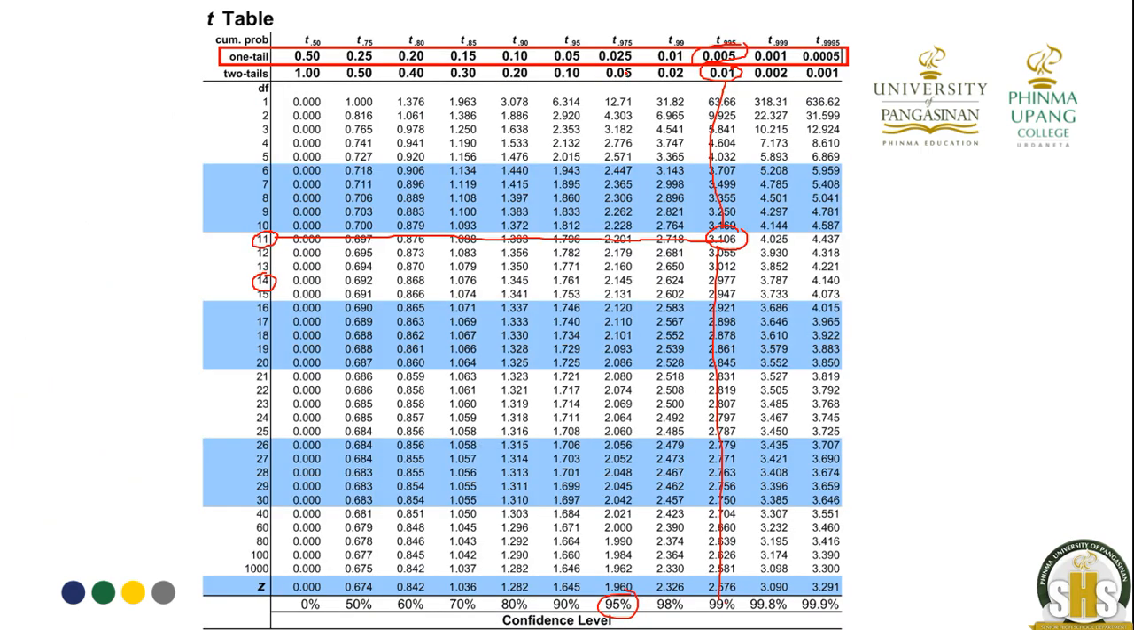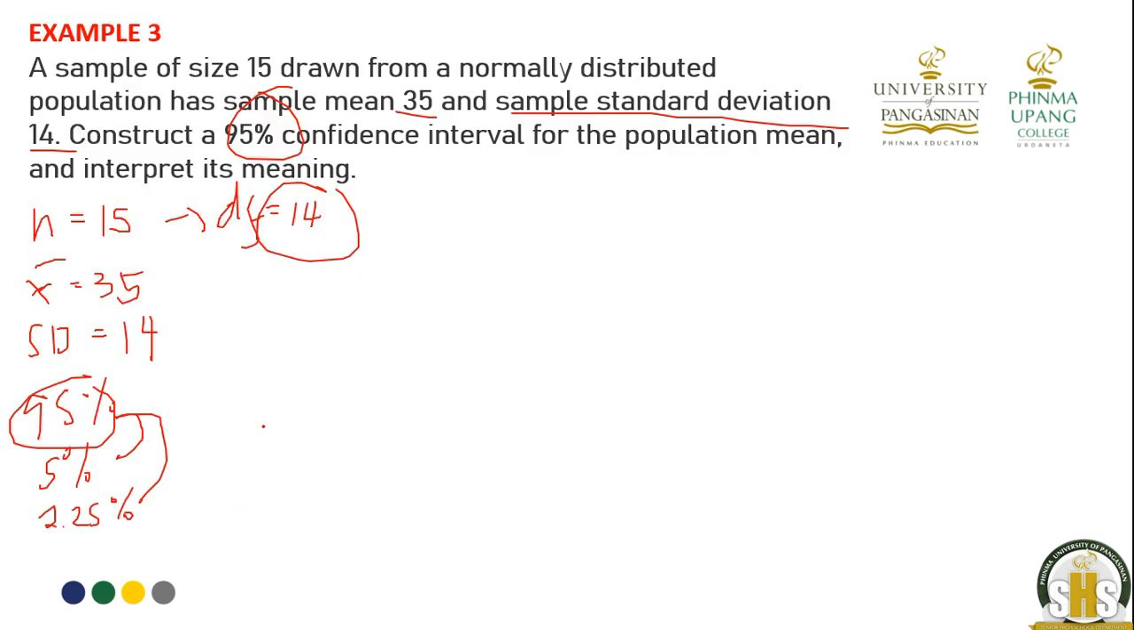So, ibig sabihin po, ito po, 0.05 sa 14. So, hanapin na natin yung kanyang critical value. 95% din po. Pwede kayong mag-base sa 2 tail, 1 tail, at sa confidence level. So, the answer here is 2.145. So, lagay natin yung critical value niya. 2.145.